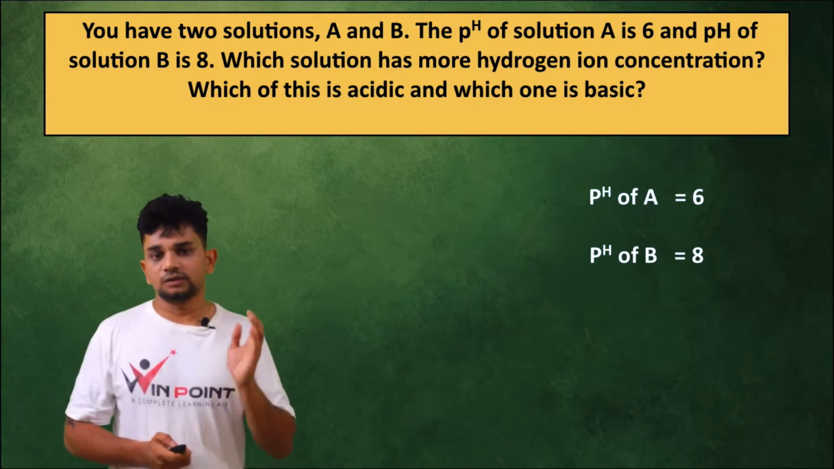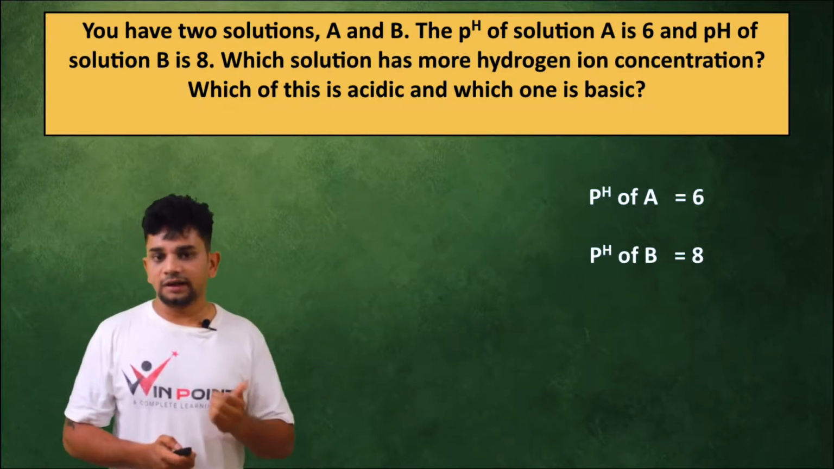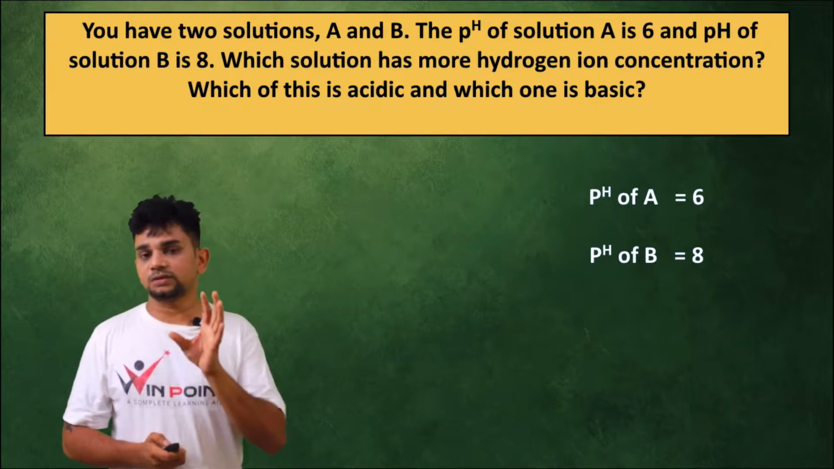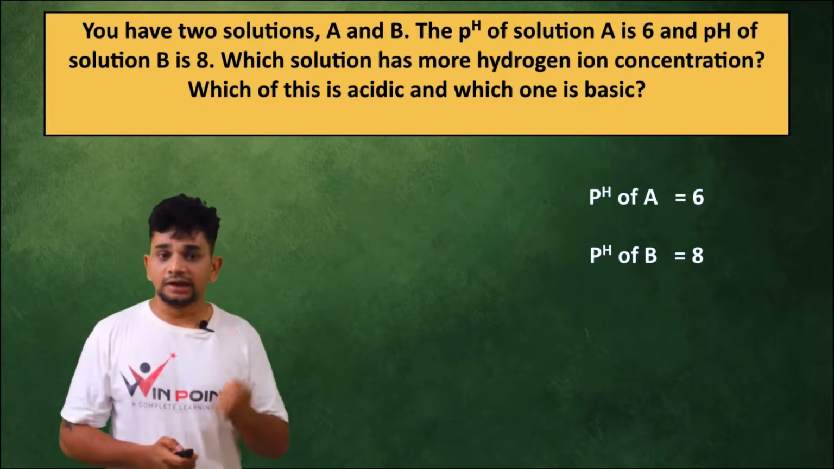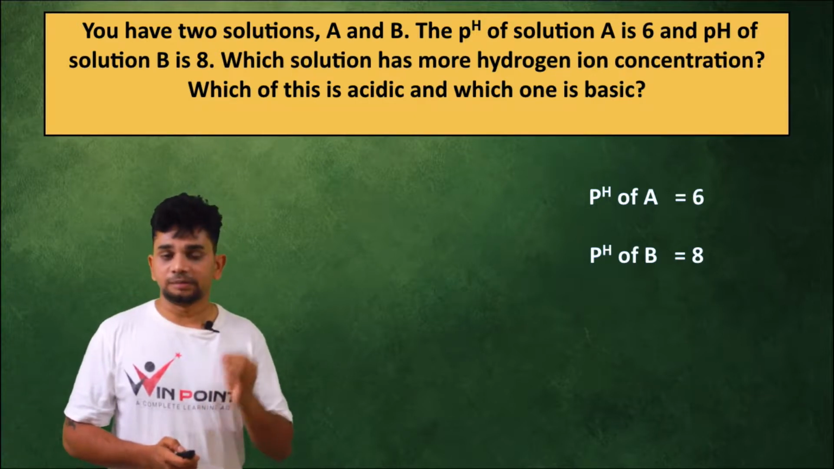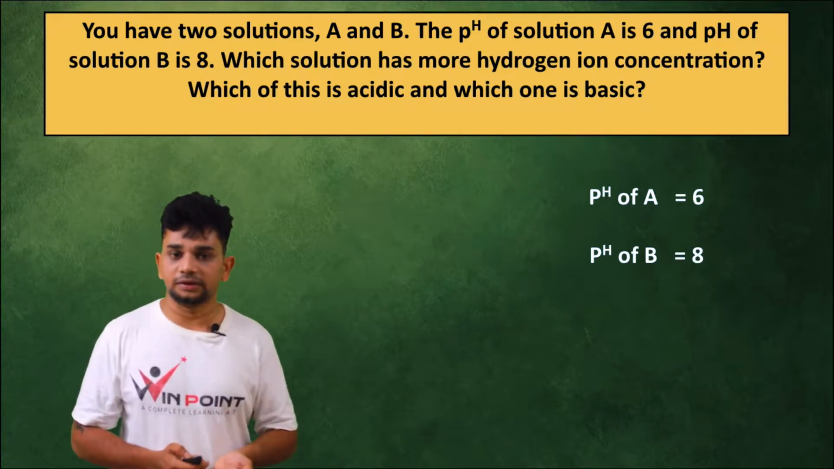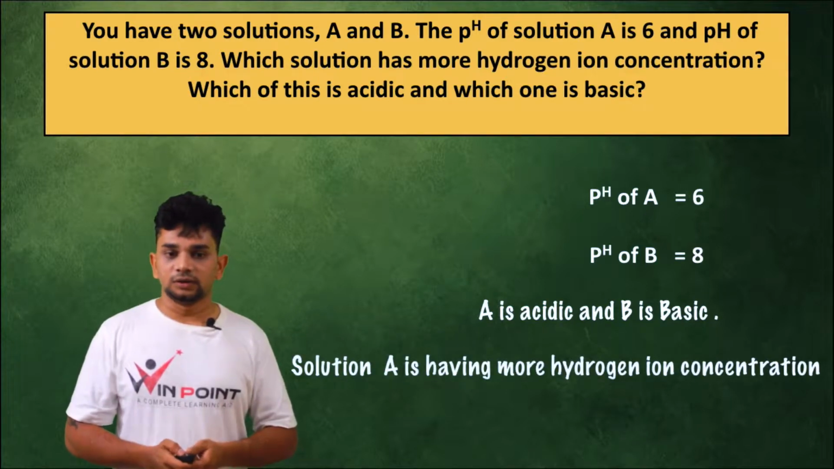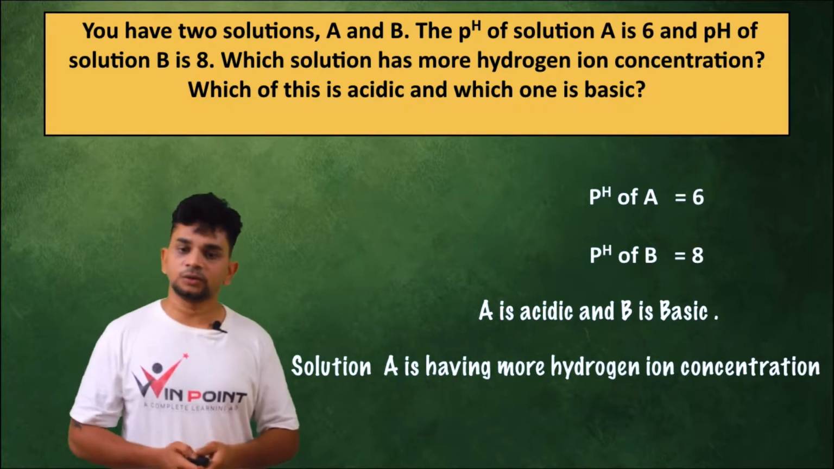Then the second question, which of these is acidic and which one is basic? A is acidic because its pH value is 6, less than 7, and B is basic because the pH value is 8, more than 7. A is acidic and B is basic. Solution A has more hydrogen ion concentration.